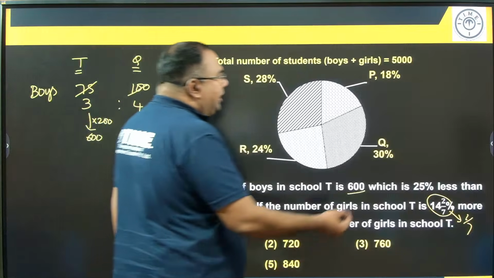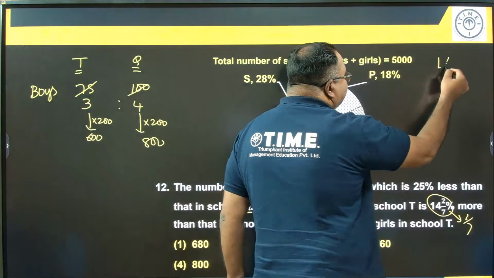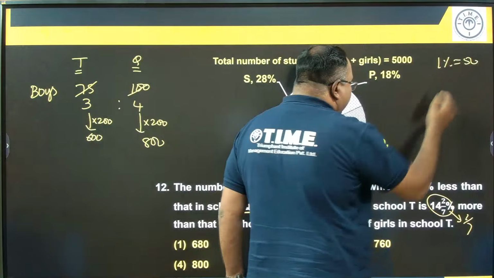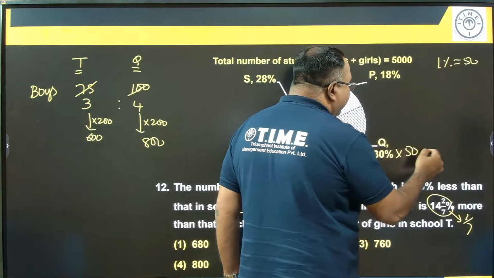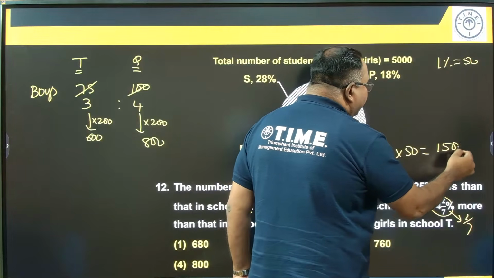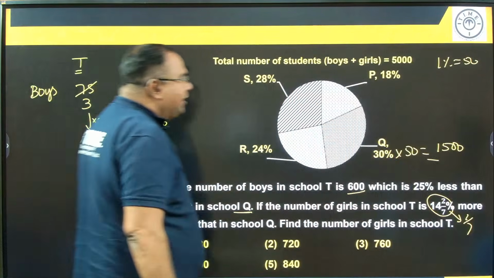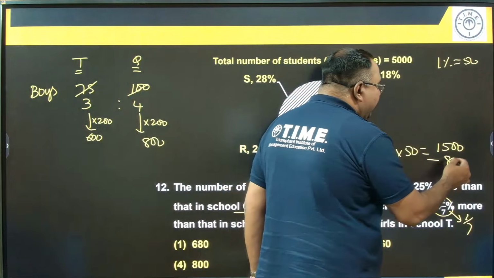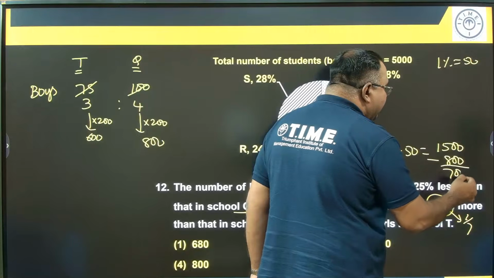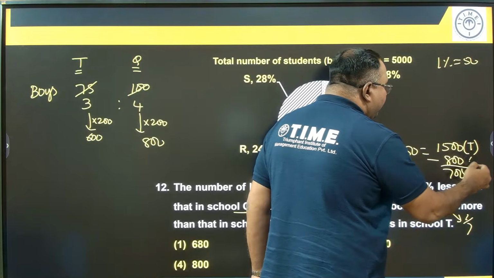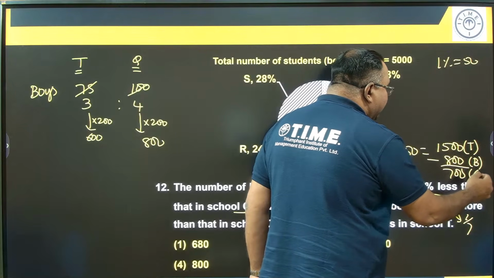So Q total is 30%. We know 1% is 50. 30 into 50 is 1500. Out of this 1500, how many are boys? The number of boys is 800. So let me write 800. The number of girls is 700. This is the total in Q, boys in Q, and these are girls in Q.